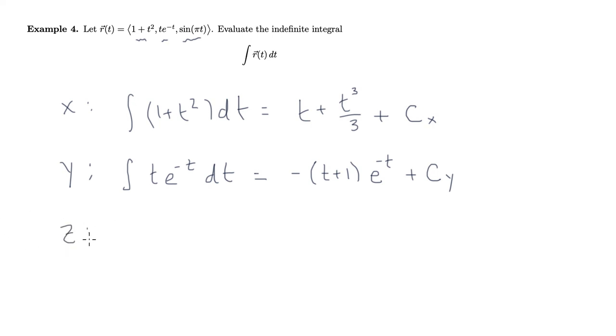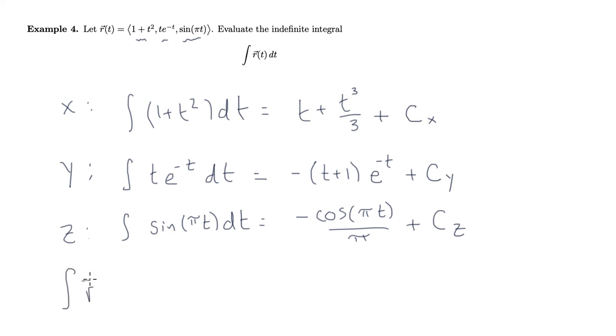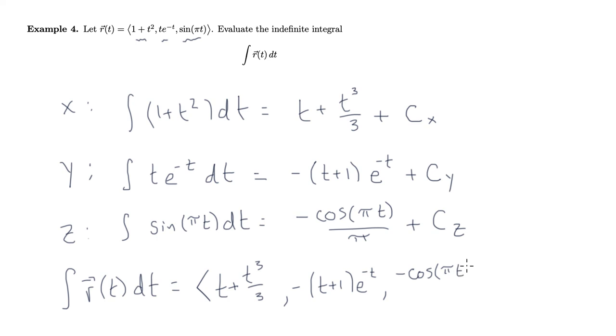and then the z component will be the antiderivative of sine pi t, which is going to be negative cosine pi t over pi, and then plus another constant, which we'll call cz. So the indefinite integral of our vector-valued function is just going to be, each component will be the antiderivative that we found, and then we have this plus c vector, which has components cx, cy, and cz, which can be arbitrary. Because when I take the derivative of a constant vector, it'll give me 0. And so I'll just get exactly r of t.